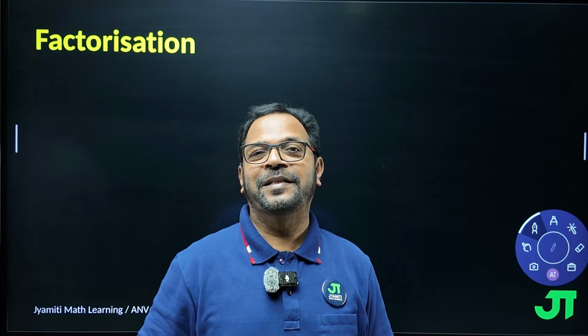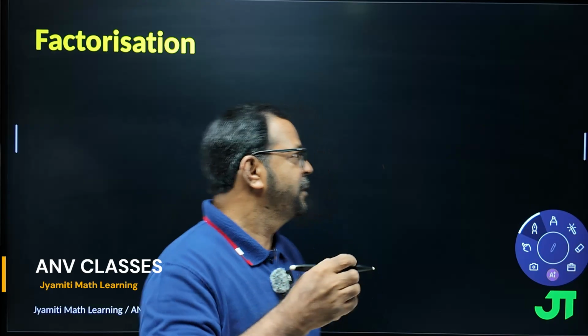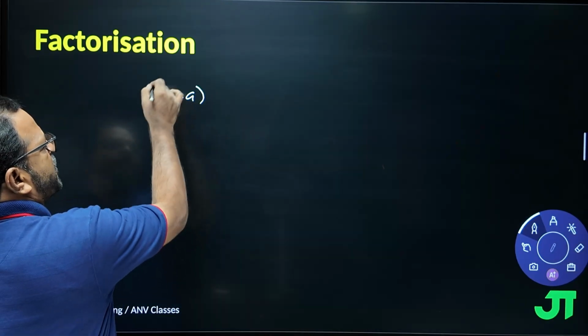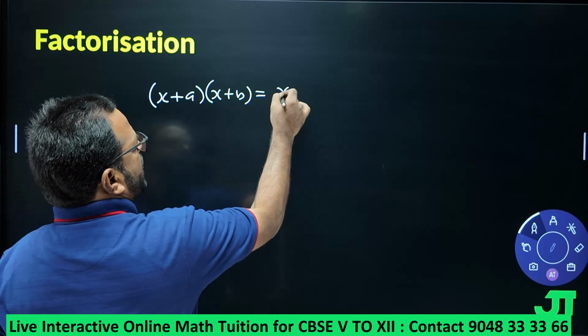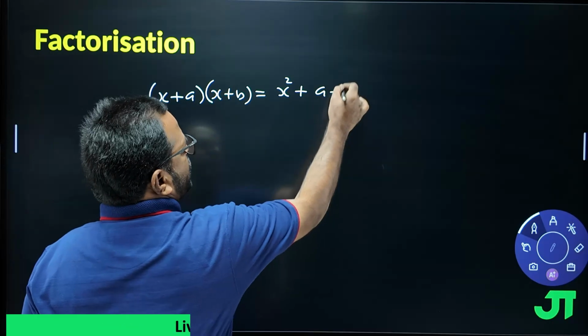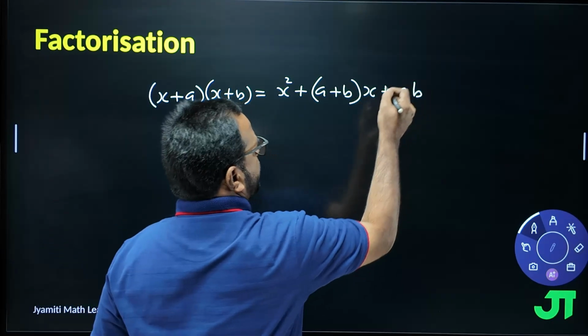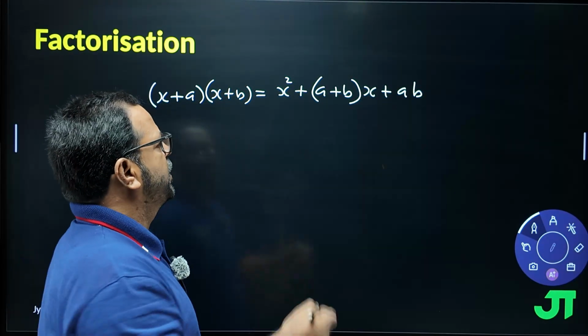Let us discuss the factorization in detail. We have the identity (x + a)(x + b) equal to x² + (a + b)x + ab. Using this identity, we can factorize a polynomial.